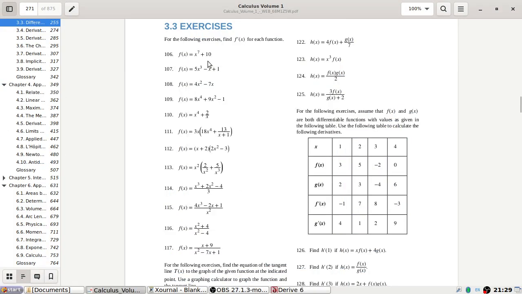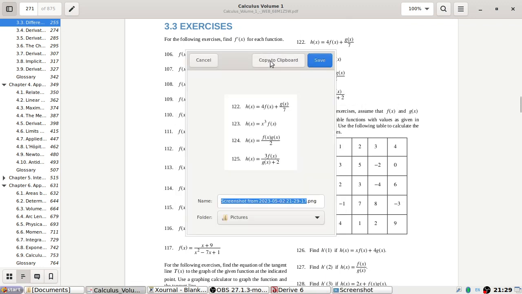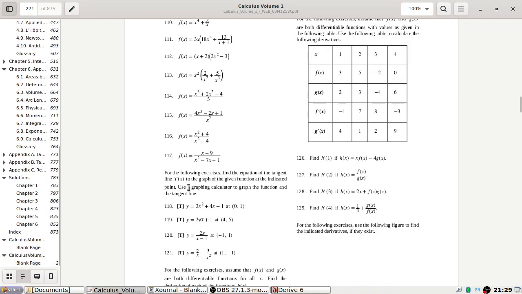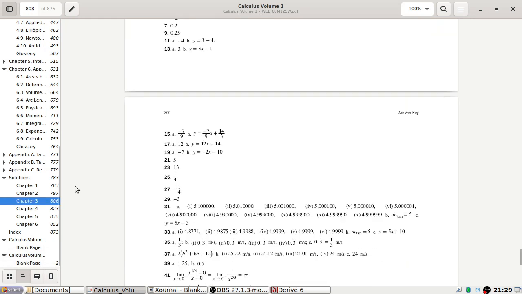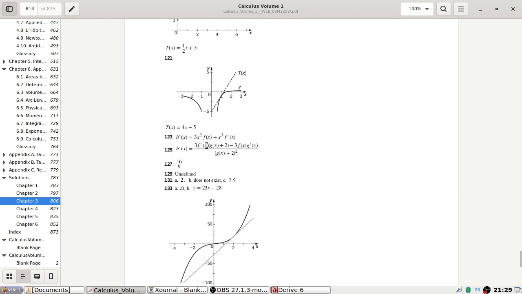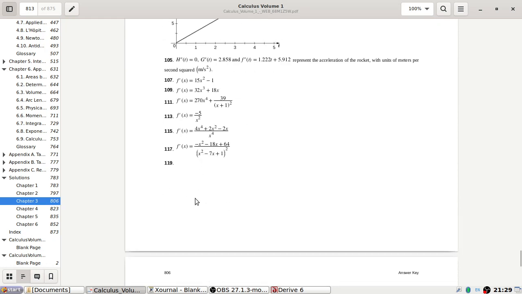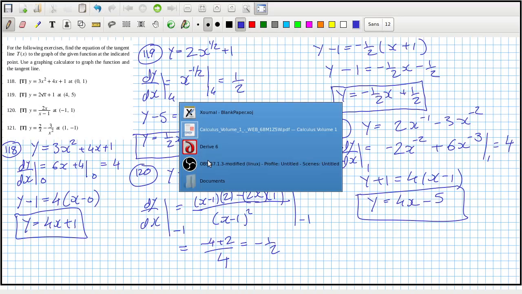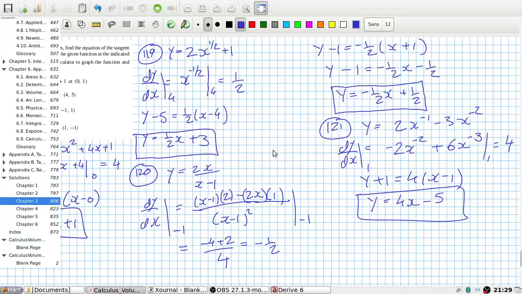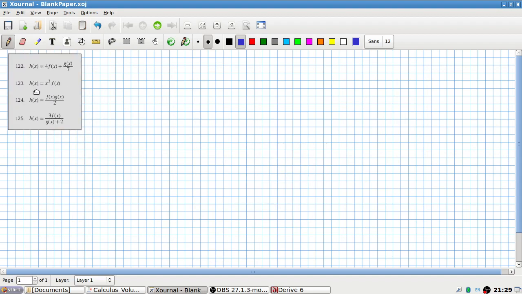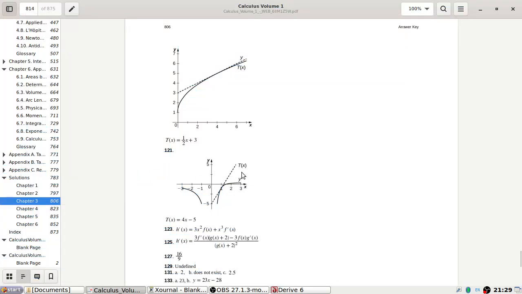We can check the answer now. I'll just get the next few ready. Should be okay. What questions are those? 118 in chapter 3. 118. Well, of course, 118 is not there. 119. Yeah. And then 121. Yeah. Okay. Great.